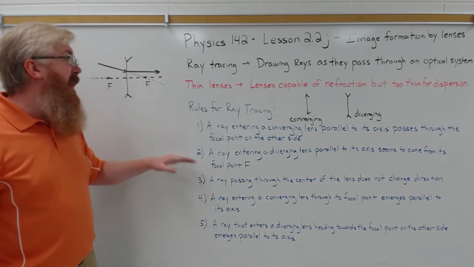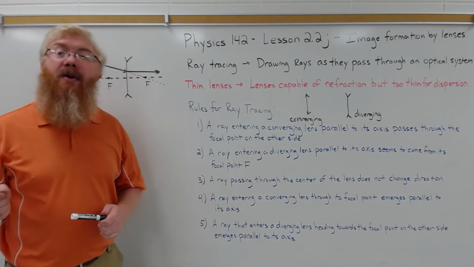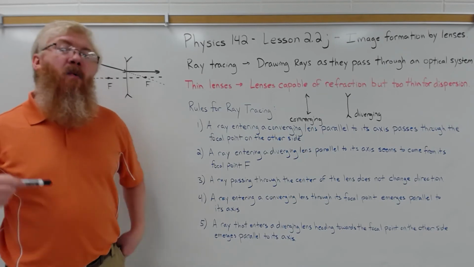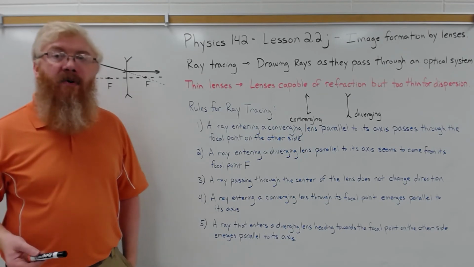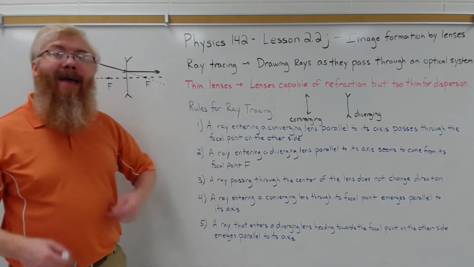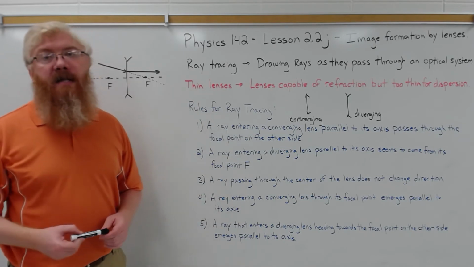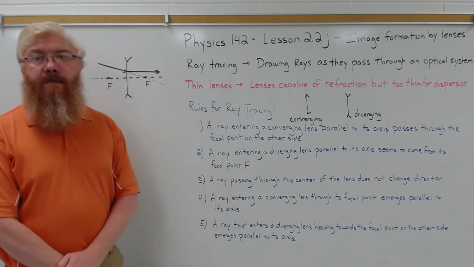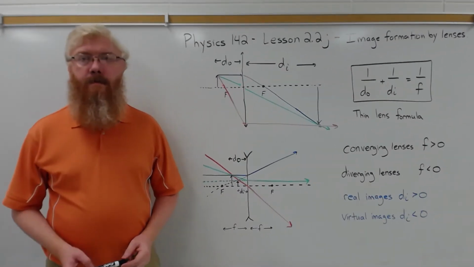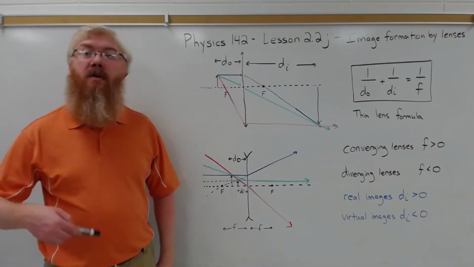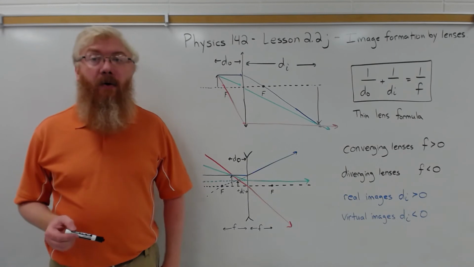So these are the 5 rules for ray tracing, and we're going to look at 2 examples, one with a converging lens and one with a diverging lens, to see how images are formed using these types of lenses. All right, let's look at those rules that we just stated earlier in the video.